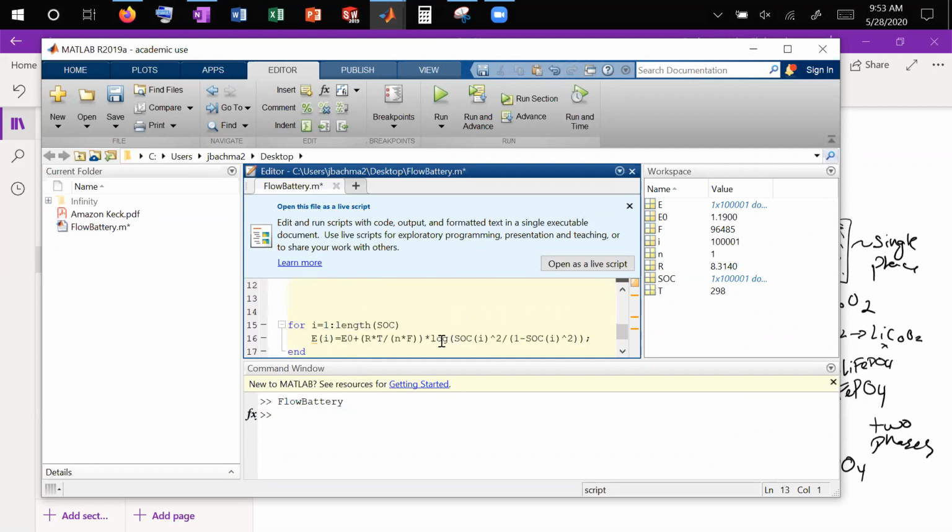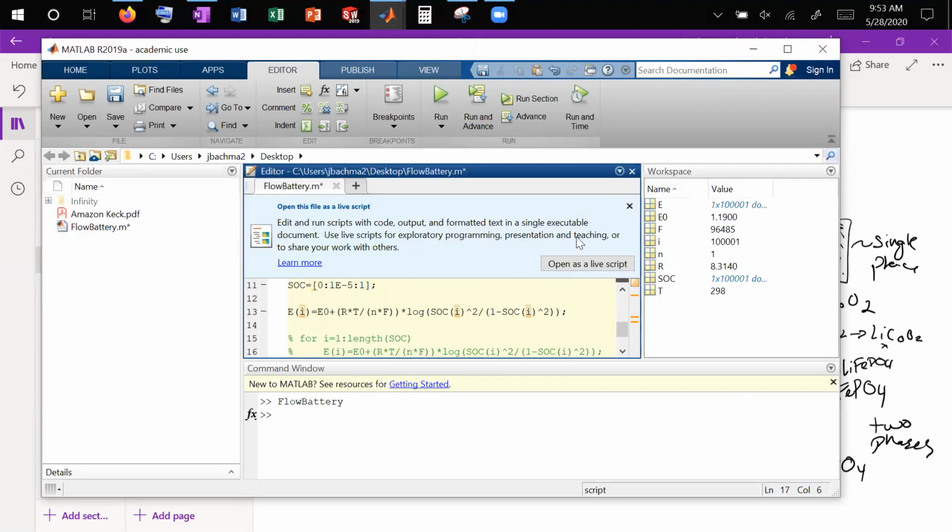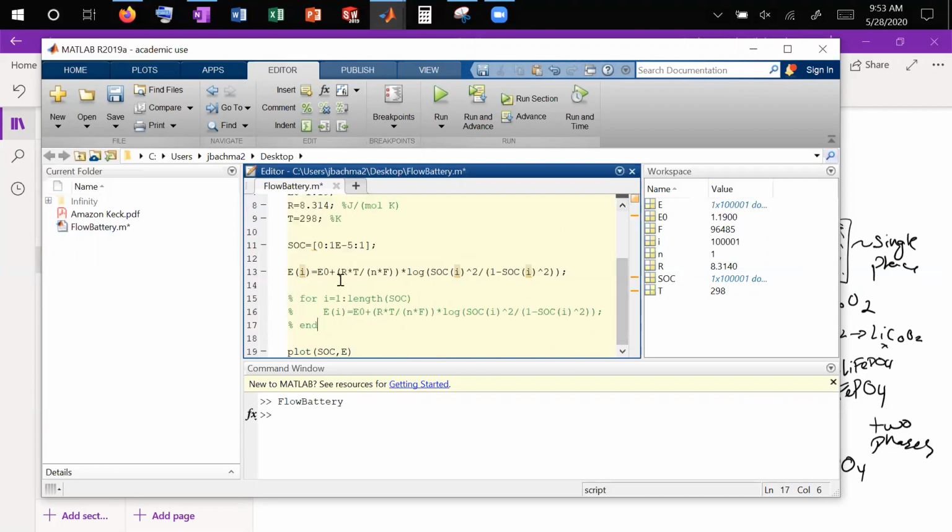Because you have to take the log of a vector. So let's take this equation, and instead of looping through all the different states of charge, let's just see what happens when we do SOC of I, and I'm going to comment this out. So we don't need the I's anymore.